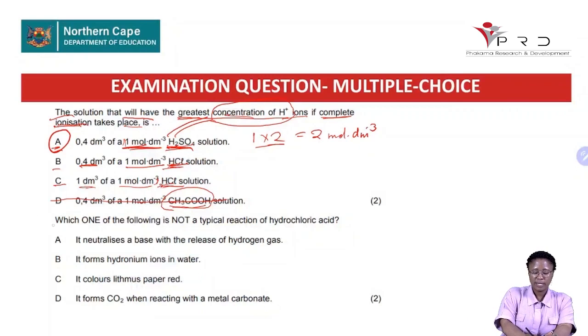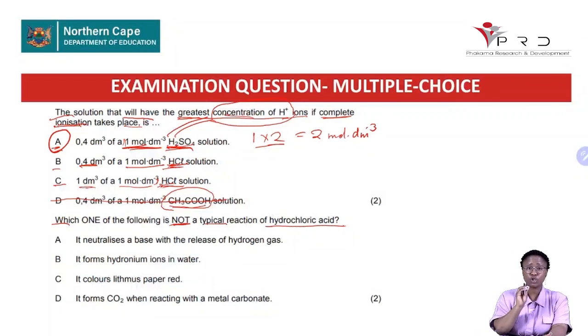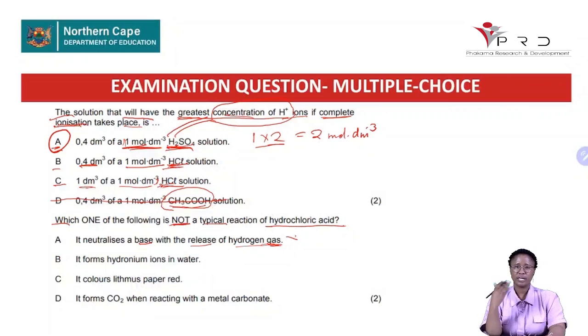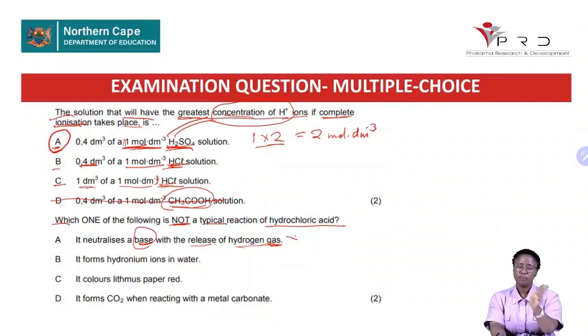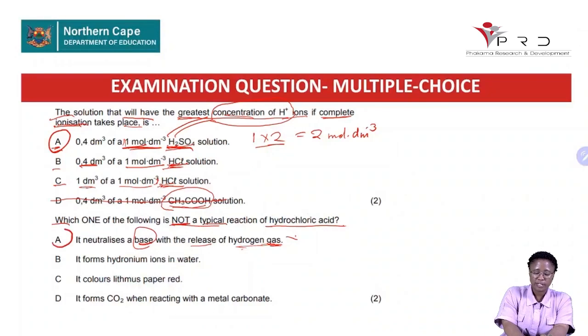Let's go to the next question quickly. It says, which one of the following is not a typical reaction of hydrochloric acid? Let's look at A. It neutralizes a base with the release of hydrogen gas. This is not a typical reaction of hydrochloric acid, because hydrochloric acid can react with a base. When it reacts with a base, it is not going to produce hydrogen gas, but is rather going to produce salt plus water. So this is not a typical reaction of hydrochloric acid, and the correct answer will be A for me.